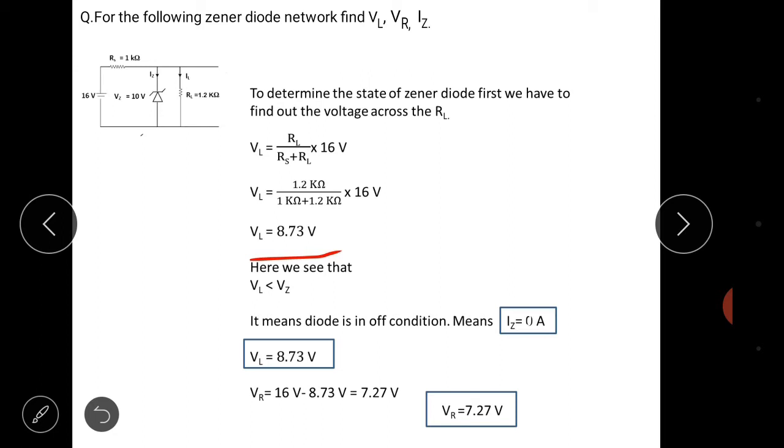And we have already calculated VL as 8.73 volt. Now we have to calculate the voltage across R, that is VR, because the 16 volt supply, R and RL are making a potential divider. So in order to get the voltage across R, we have to subtract 8.73 volt from 16, that is VR equals 16 volt minus 8.73 volt, and we get VR equal to 7.27 volt.